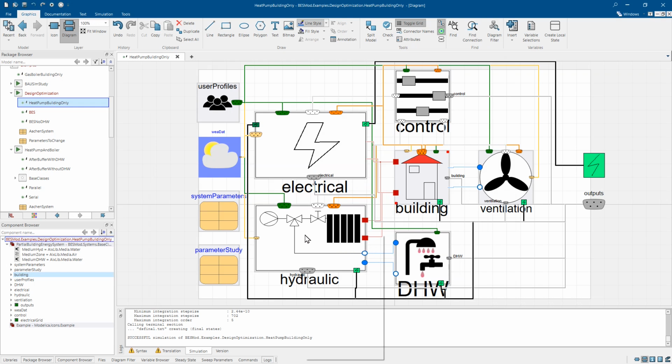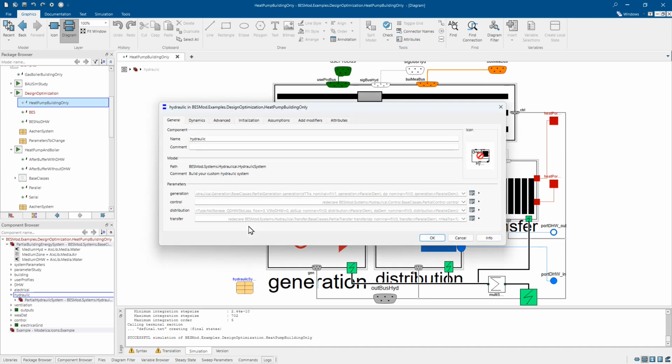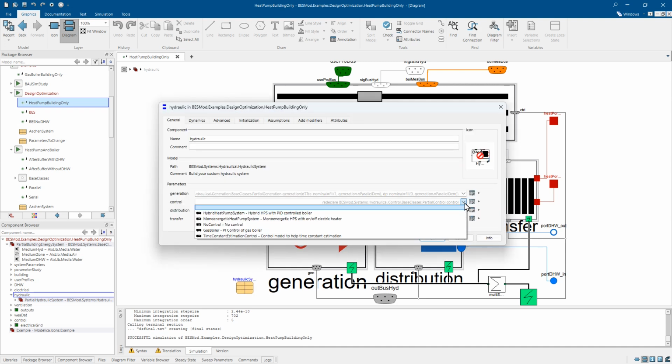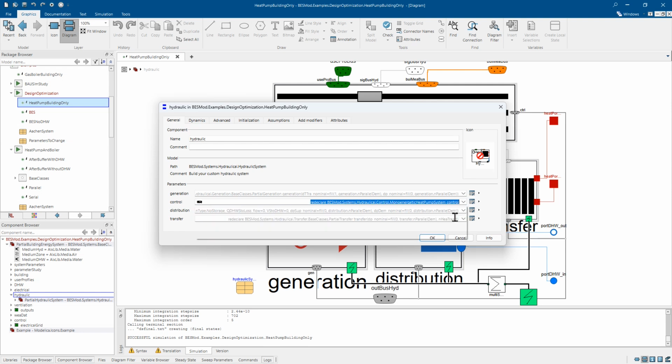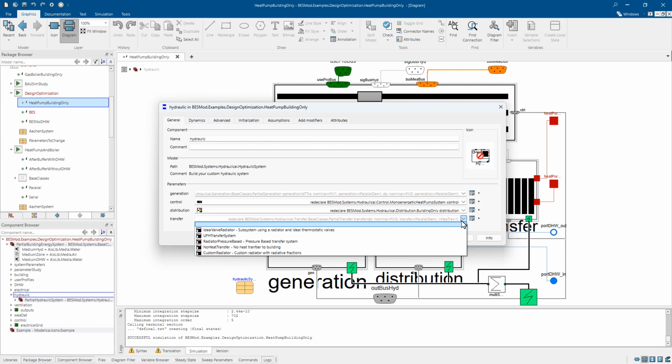Let's have a closer look at the hydraulic system. The hydraulic system consists of the submodules control, generation, distribution, and transfer. For the control submodule, we choose an algorithm which controls our heat pump and an electric backup heater. The distribution system consists of no thermal energy storage, since our heat pump only supplies the building loads. Finally, as already mentioned, our single-family house is equipped with an underfloor heating system, hence we choose the corresponding transfer system here.